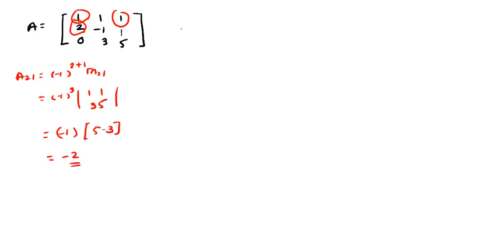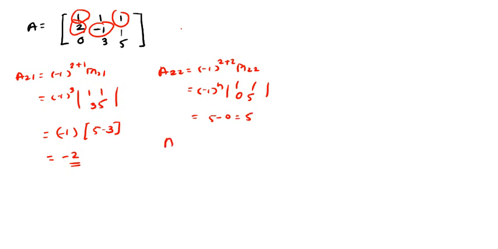Okay, and again we need to find this entry A22, which will be -1 raised to 2 plus 2 into M22, which is equal to -1 raised to 4 into the determinant of M22. Okay, the A22 entry is here, so hide the row and the column. So whatever remains, that will be our determinant. Okay, so that will be 1, 1, 0, 5. This is equal to -1 raised to 4 is 1. This will be 5 minus 0, which is 5.